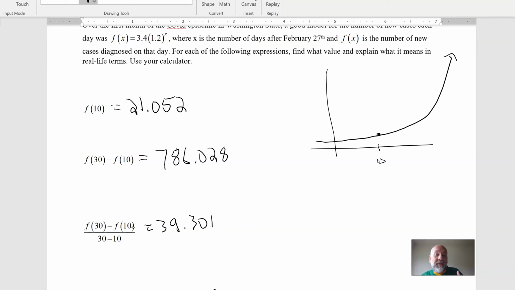Next one, that would be the difference between the number of new cases, again, predicted by the model on day 30. I'll just call it day 30 for now. It's always with reference to February 27th. The difference between day 30 and day 10.